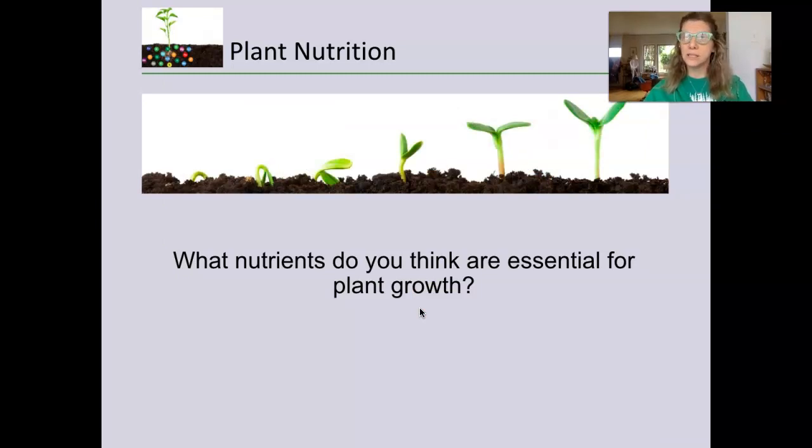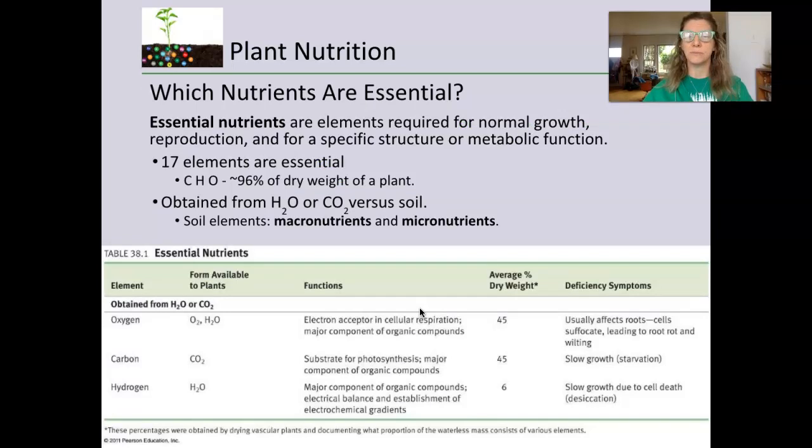So we already said that CO2, which is where that carbon comes from, eventually becomes the mass of the plant. But they do need nutrients and things from the soil. And there are quite a few nutrients that are essential nutrients. There are 17 elements that are essential. That's C, H, and O, right? 96% of the dry weight of plants.